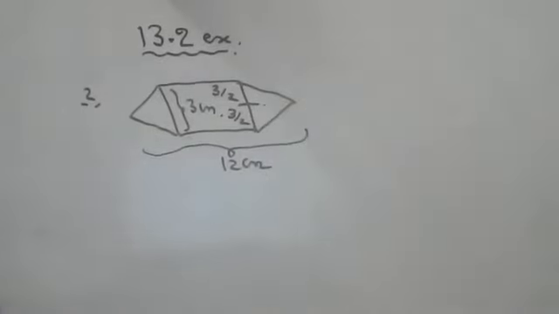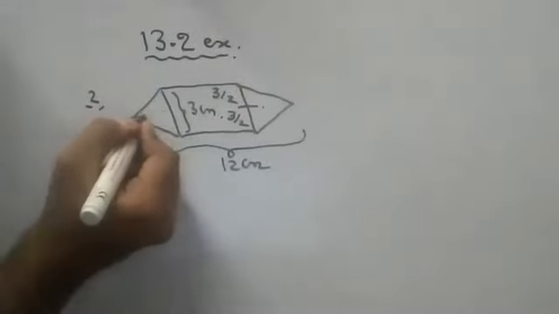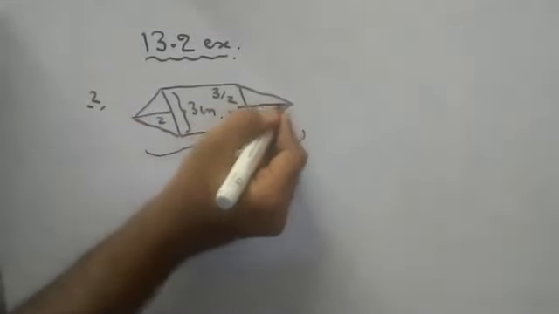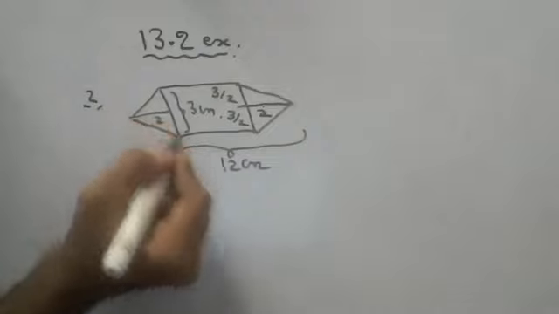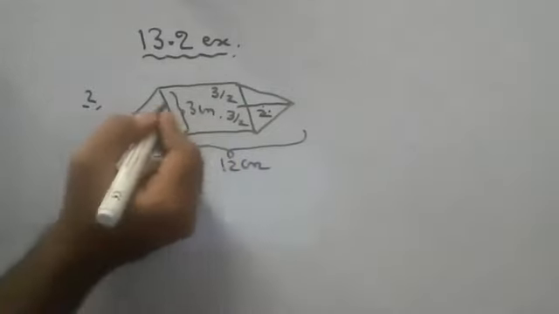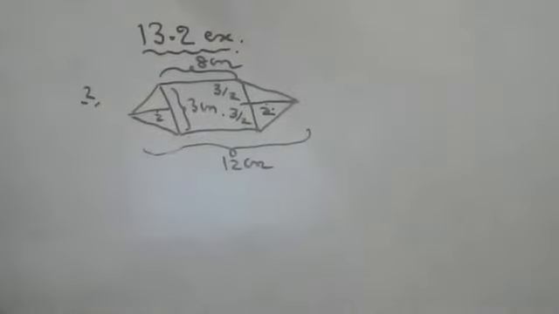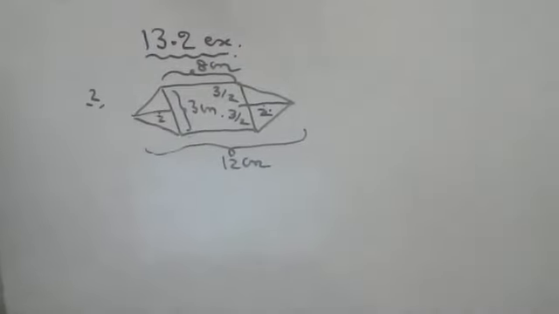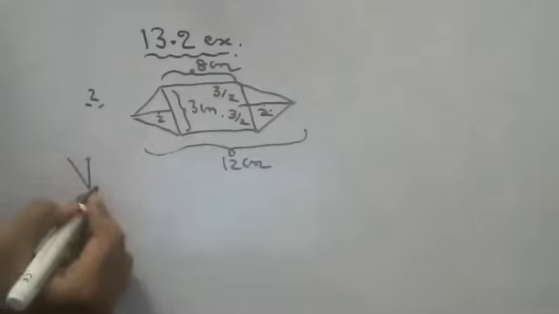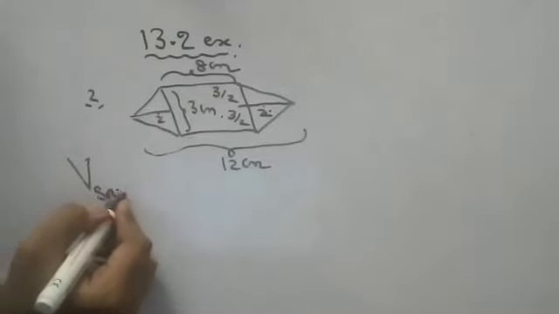Total length. And the height of the cone is 2 centimeters. This is 2 centimeters, this is 2 centimeters. 2 plus 2, how much? 4. From 12, if you remove these, the height of only the cylinder is 8 centimeters. Compulsorily, you should draw the figure. Without the figure, you will not get marks. What is the volume of the solid?